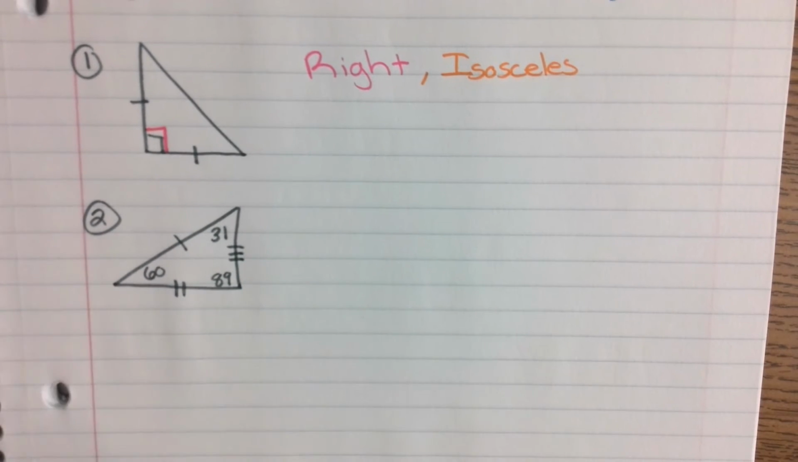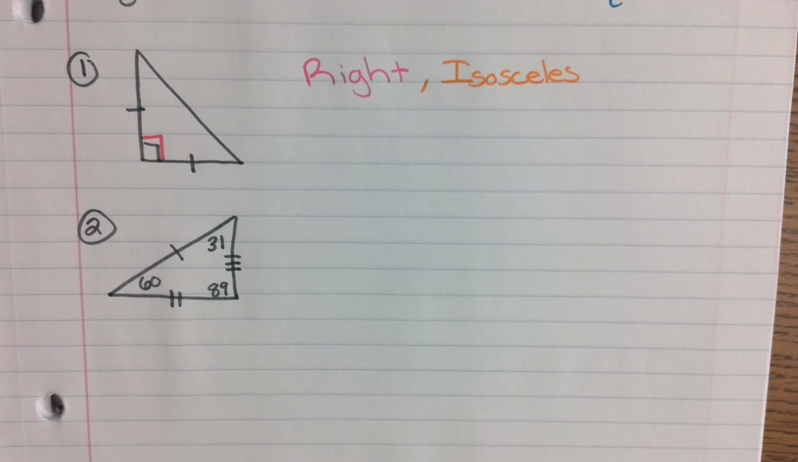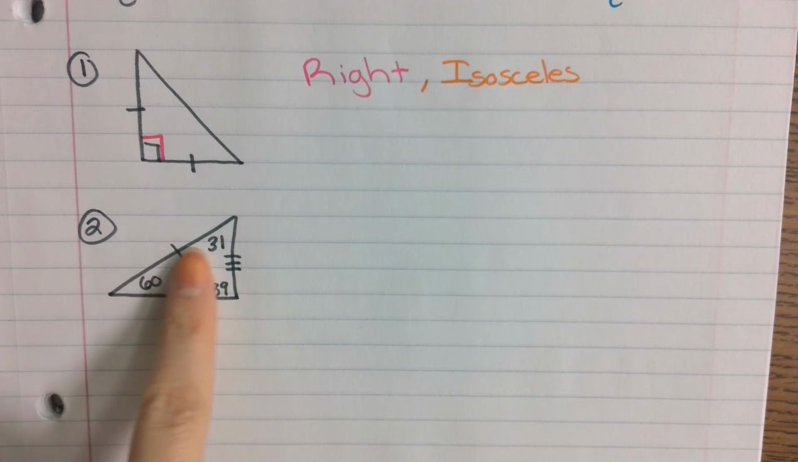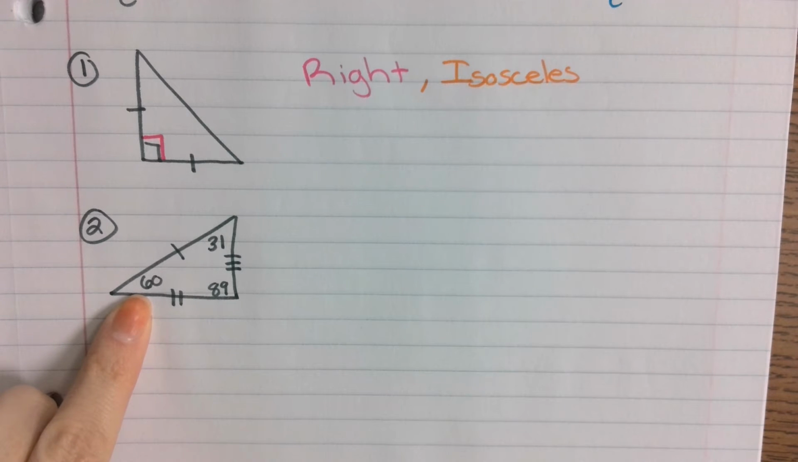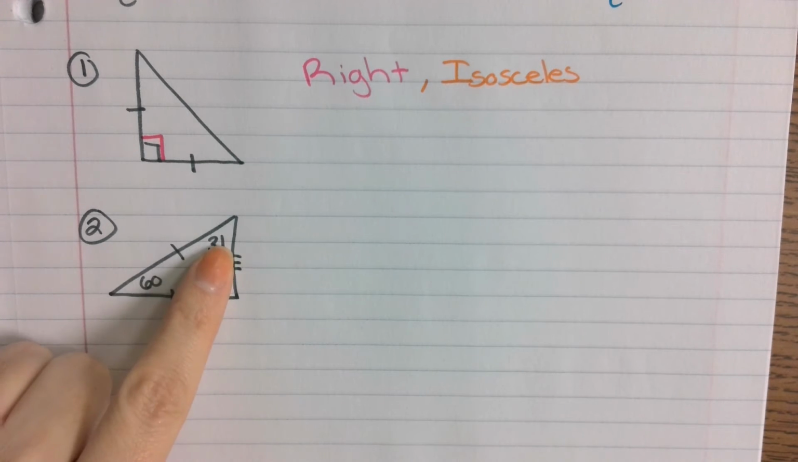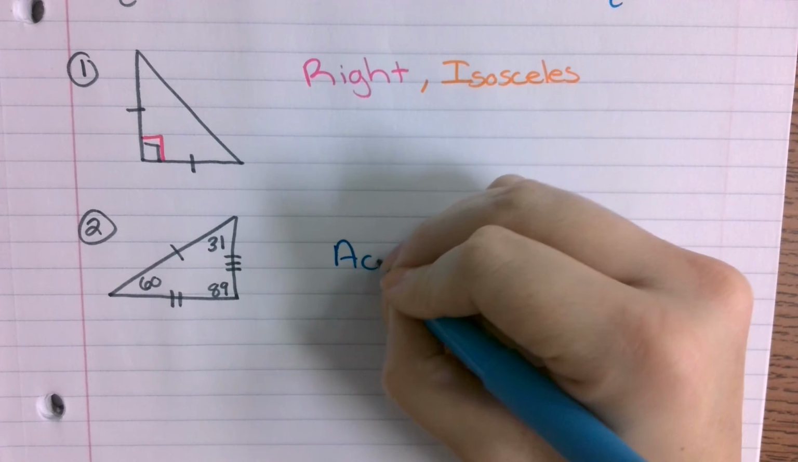Given this triangle, let's talk about the angle representation. Brian, do you see a 90-degree angle? No, it's not a 90-degree angle, so it can't be a right. Philip? Acute. All of these are less than 90 degrees. 60, 31, 89. They're all less than 90 degrees, so all of them are acute. So this is an acute triangle.